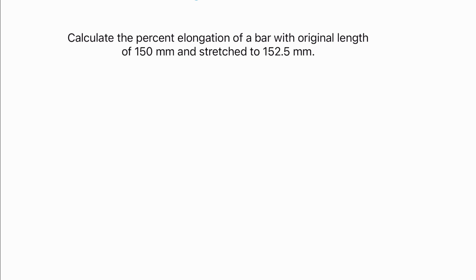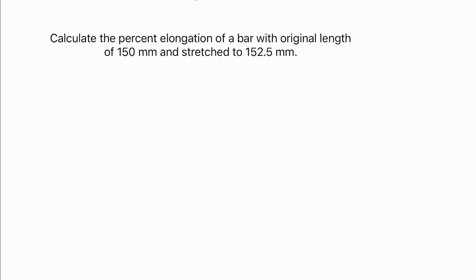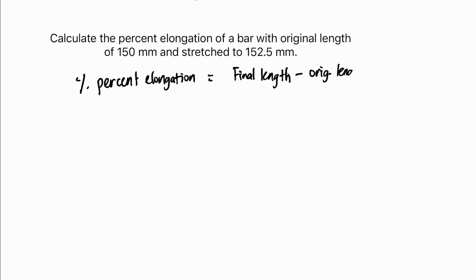So how do you calculate now the percent elongation of a bar with original length of 150 mm that is stretched to 152.5 mm? If you can remember, the formula of percent elongation is the final length minus the original length, all over original length. Multiply this expression by 100%. You get the percent elongation.